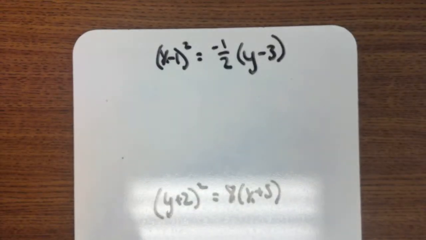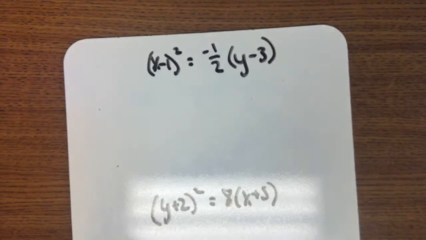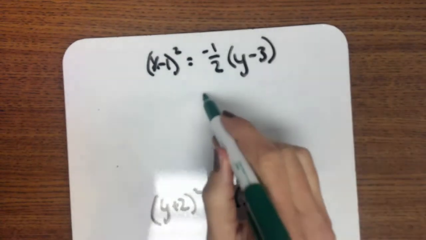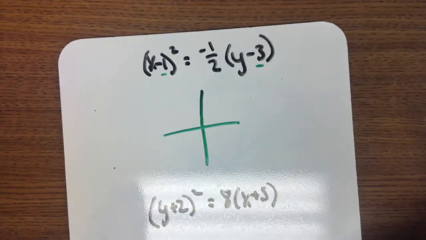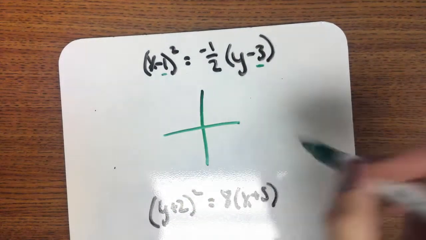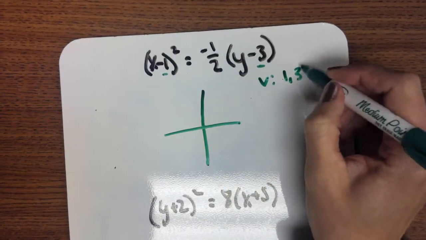Okay, so I'm going to walk you through graphing two different types of parabolas. So I've got my (x - 1)^2 = -1/2 (y - 3). Let's let it come back into focus. So first thing I always find is my vertex. Well, the vertex is coming from the x and the y values, the h and the k. So for this example, my vertex is (1, 3).